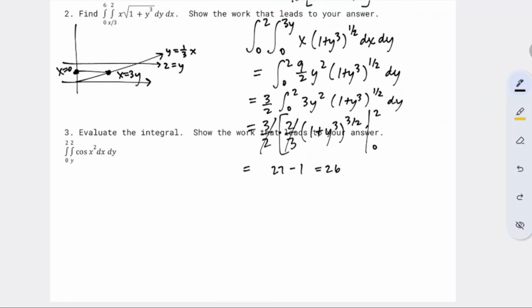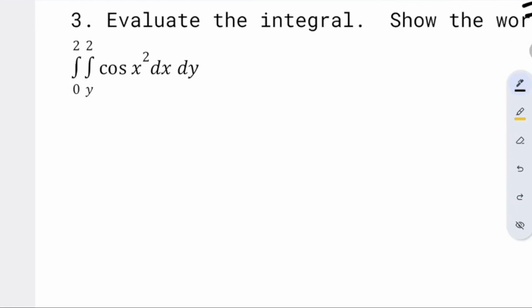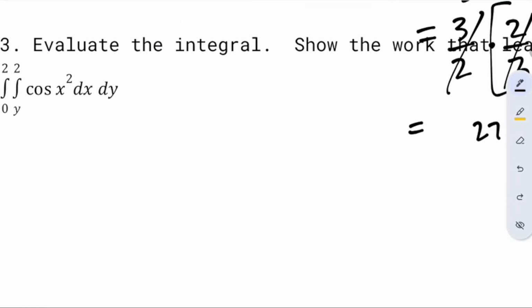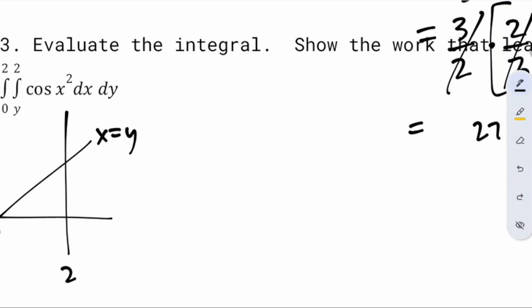Now we're going to evaluate the integral and show the work that leads to our answer. This one is another reverse the order. You notice that they're all pretty similar. x equals y up to x equals 2, and then y going from 0 to 2. So it's this region right here.